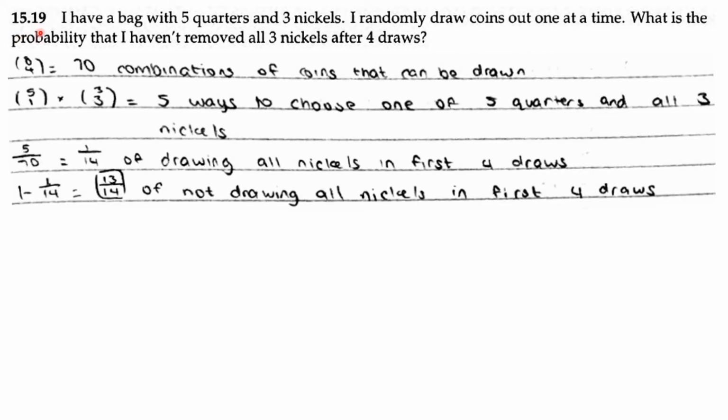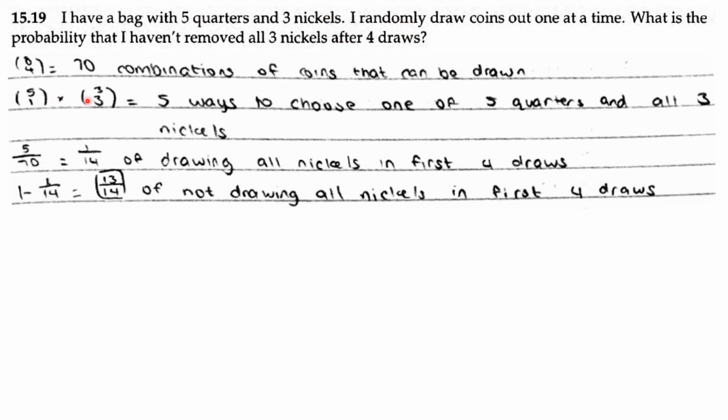AOPS counting and probability 15.19. I have a bag with 5 quarters and 3 nickels. I randomly draw coins out one at a time. What is the probability that I haven't removed all 3 nickels after 4 draws? So 8 choose 4 is 70 combinations of coins that can be drawn since there are 8 coins in total and we need 4 draws.